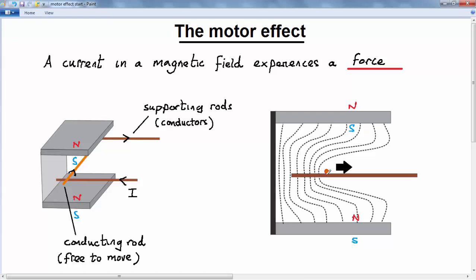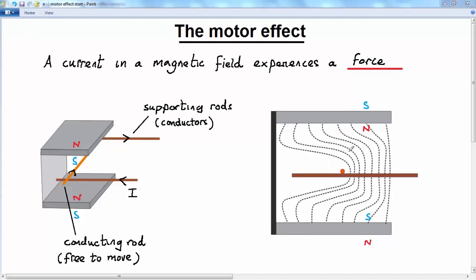Now then, if we do either of the following things, then we will change the direction of that push. For example, if we keep the current flowing in the same direction, into the screen, but we swap the poles of the magnet around, this time the field intensity is stronger to the right of the rod and weaker to the left. So the force on the current carrying conductor will act towards the left.